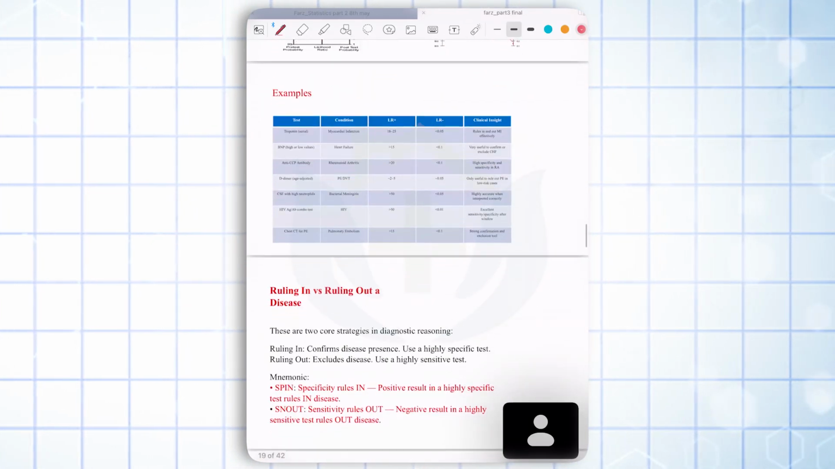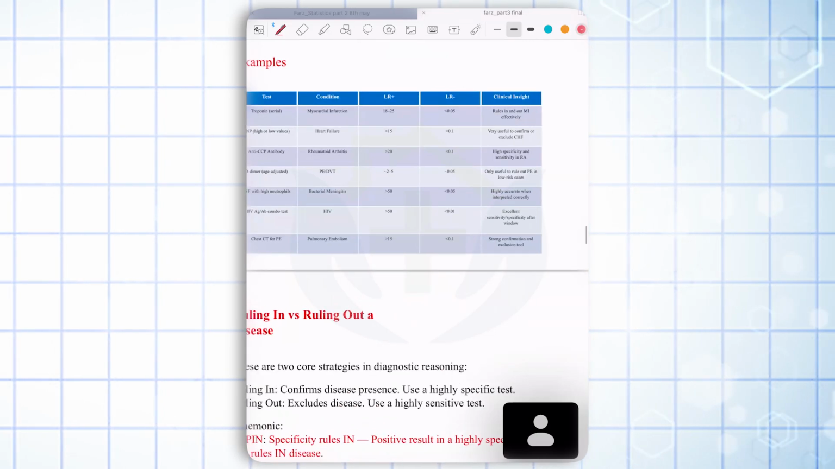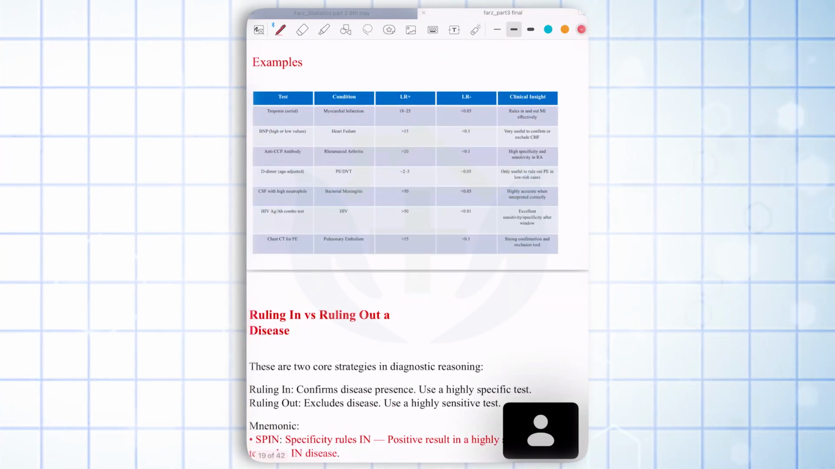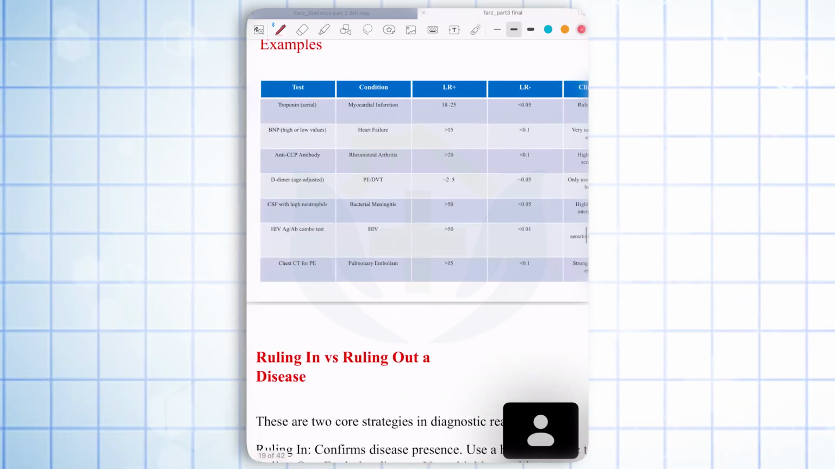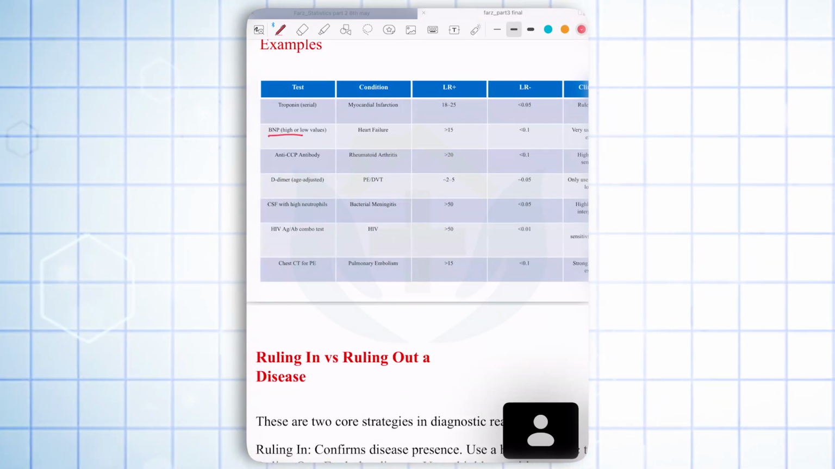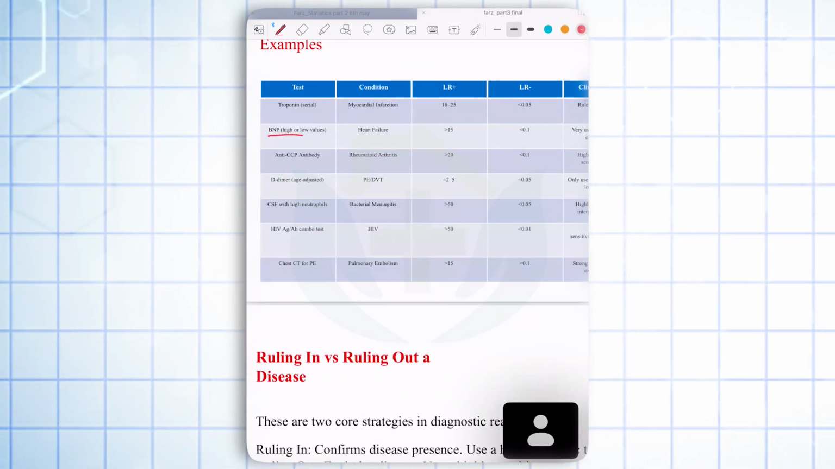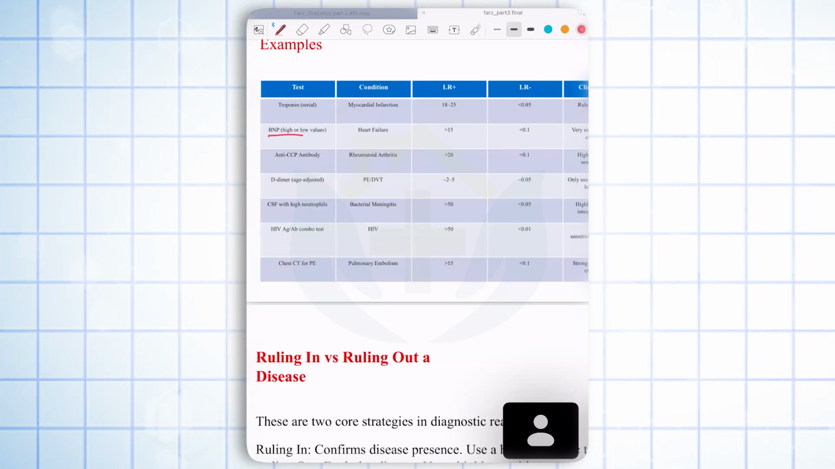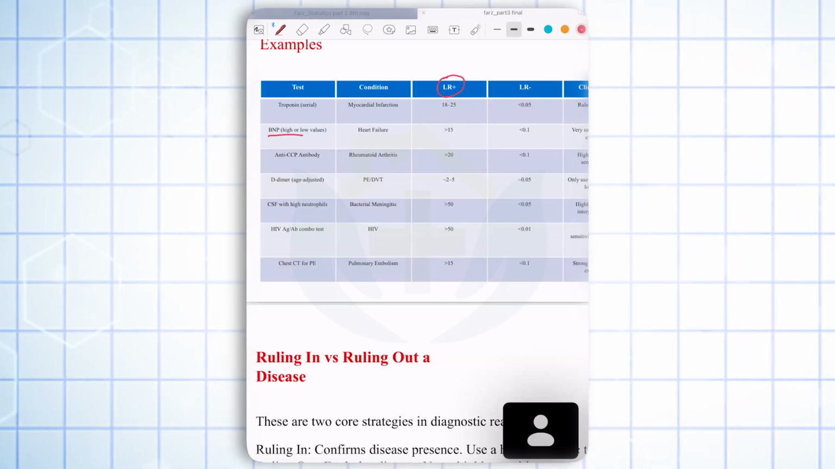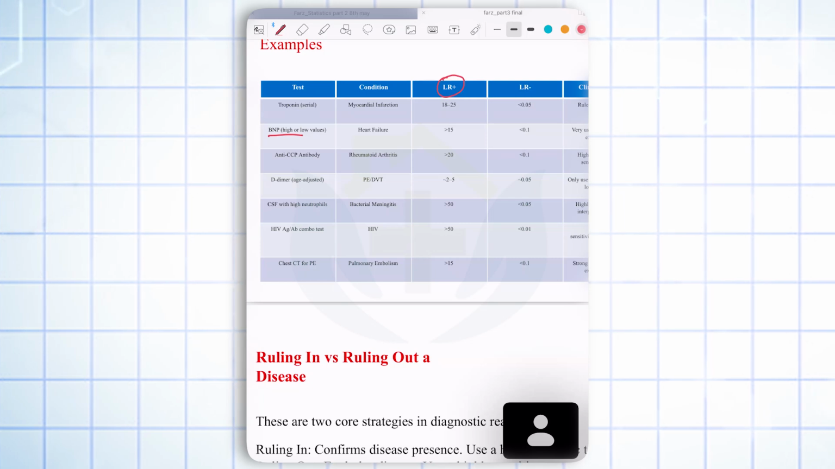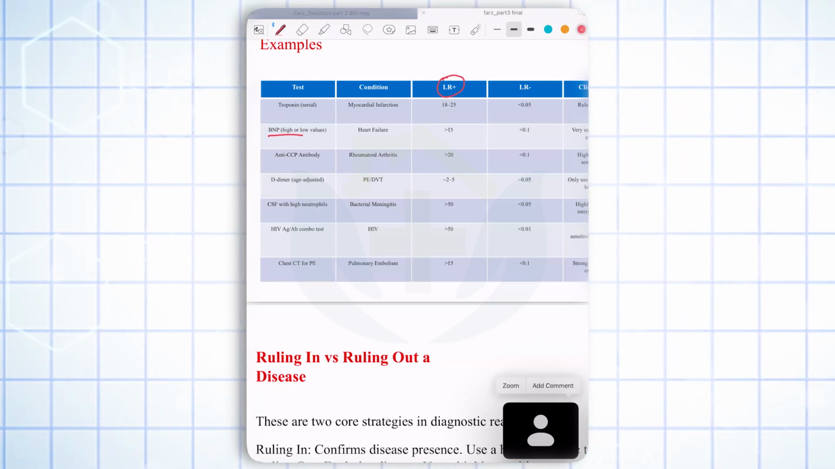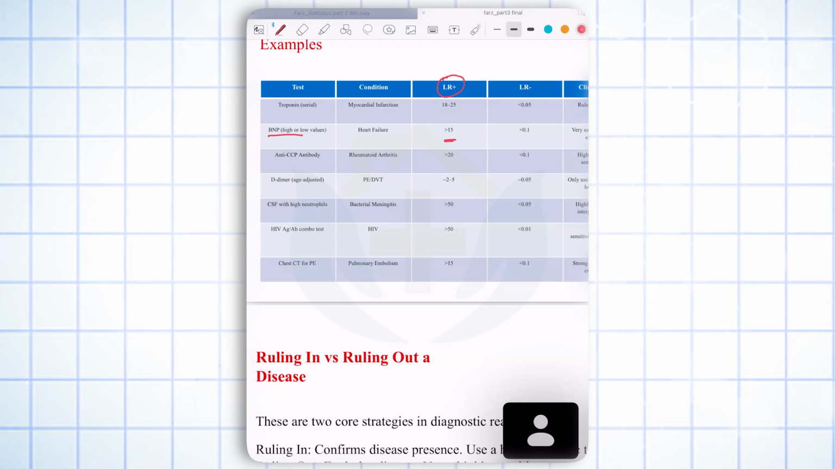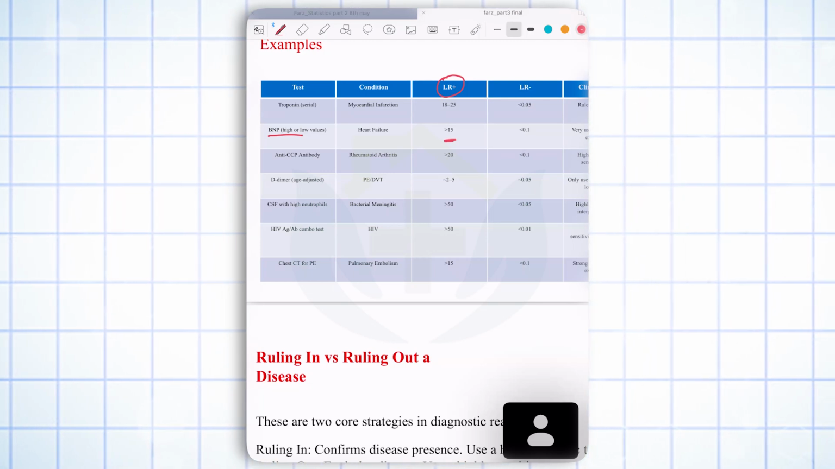Fine. So these are real life examples, with the most common tests that we are using. I'll just explain this. For example, now you are running a BNP, because you are suspecting heart failure. The positive likelihood ratio of the test is greater than 15, meaning that if the test becomes positive, the post-test probability is going to increase further.